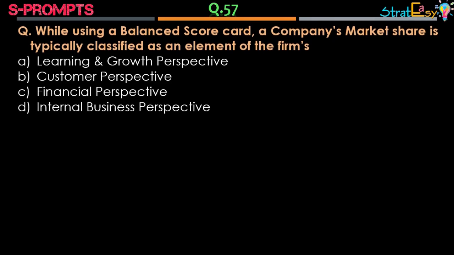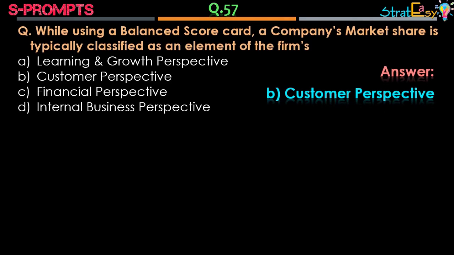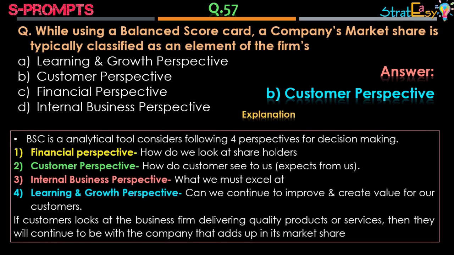Question number 57. While using a balanced scorecard, a company's market share is typically classified as an element of the firm's, and the right answer is option B, customer perspective. Balanced scorecard is an analytical tool considering the following four perspectives for decision making. The first is the financial perspective.